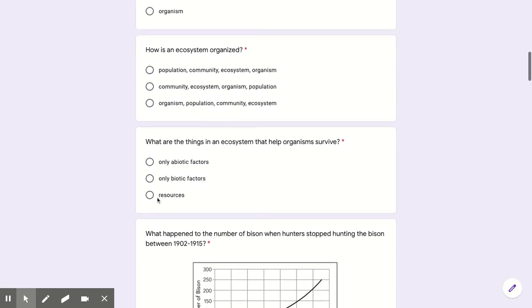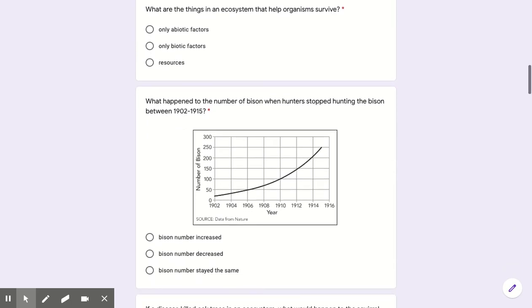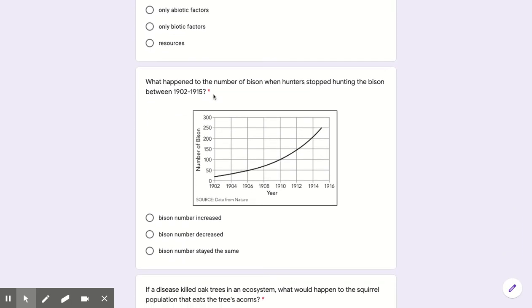Question 5. What are the things in an ecosystem that help organisms survive? Only abiotic factors? Only biotic factors? Resources? Question 6. What happened to the number of bison when hunters stopped hunting the bison between 1902 and 1915? Bison numbers increased? Bison numbers decreased? Bison numbers stayed the same?